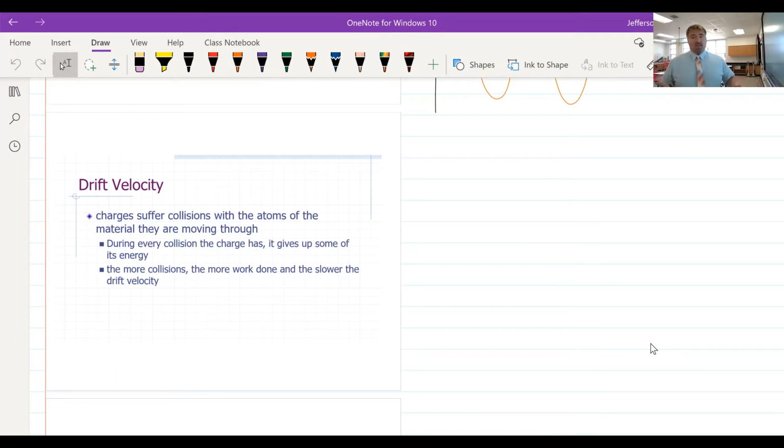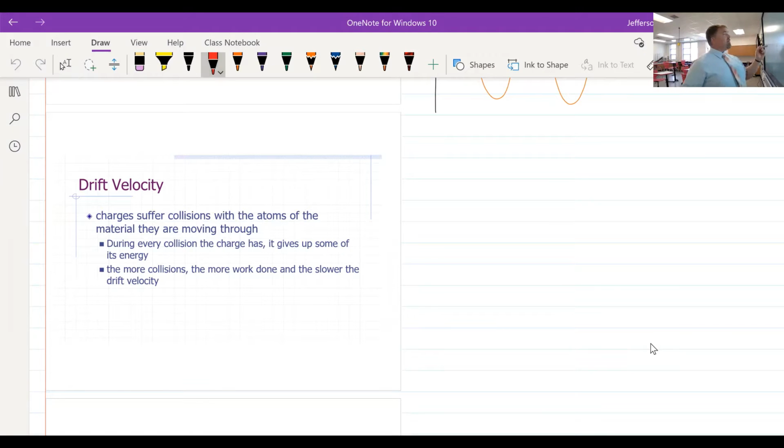Chapter 19, and now we're going to take a look at, we talked yesterday about how those charges move. Today we're going to look at the fact that these charges actually don't move quite as easily as we think they do. It turns out that they will often run into stuff which causes them to slow down. We actually have a name for that. So we're going to start off with talking about drift velocity.